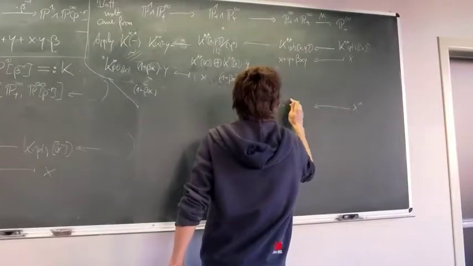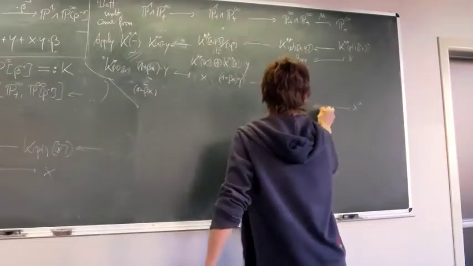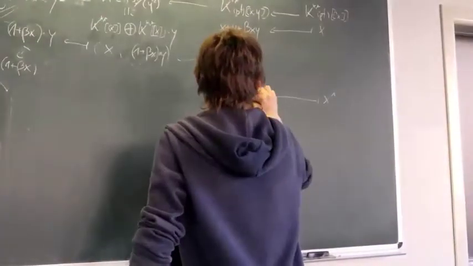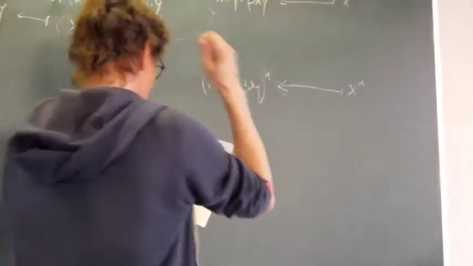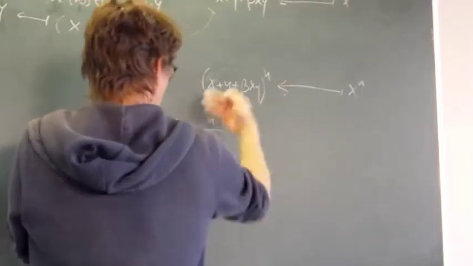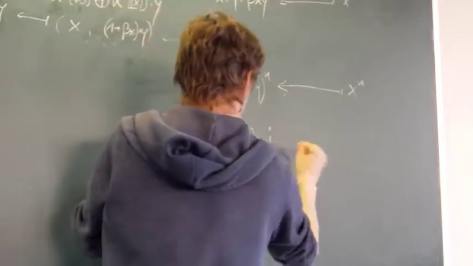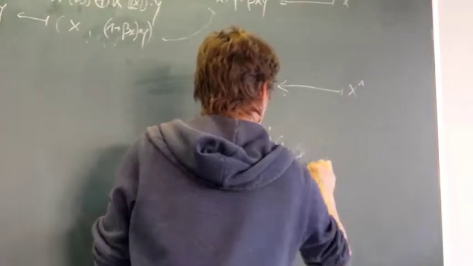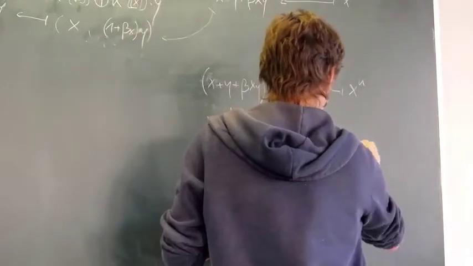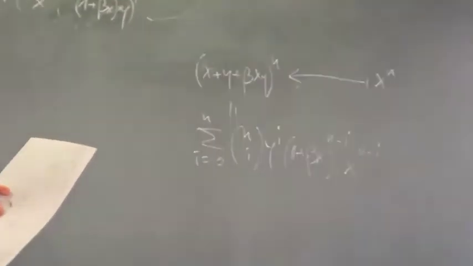x plus y. Well, let's go here right away. So we go to x plus y plus beta xy to the n. What is that? Okay, multiply this as usual, it's this binomial coefficient times y to the i times 1 plus x to the n minus i times x to the n minus i. I think I'm right about this.